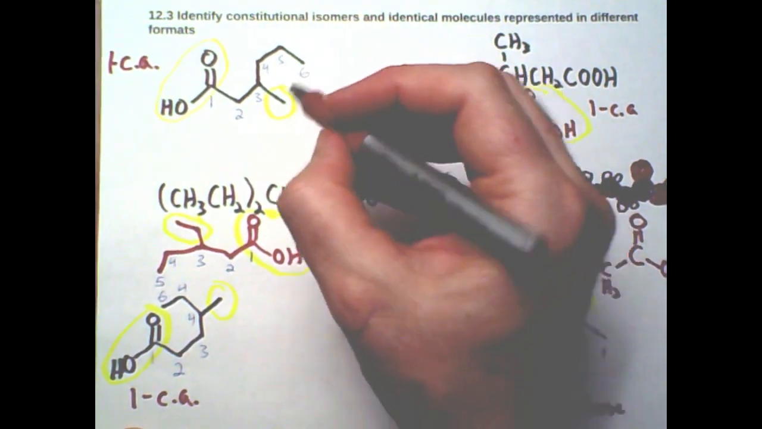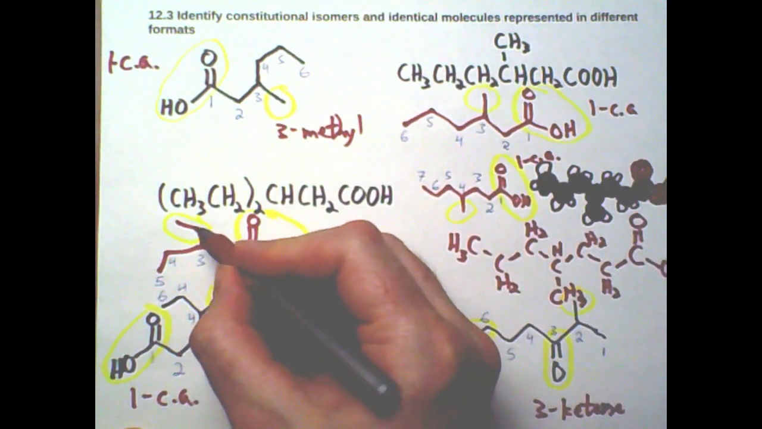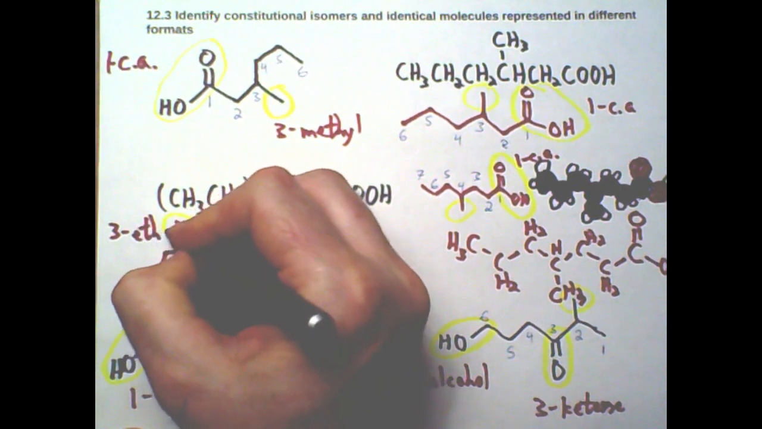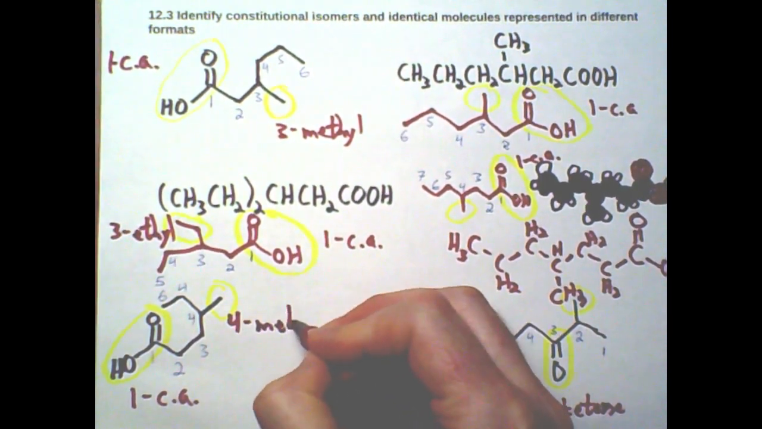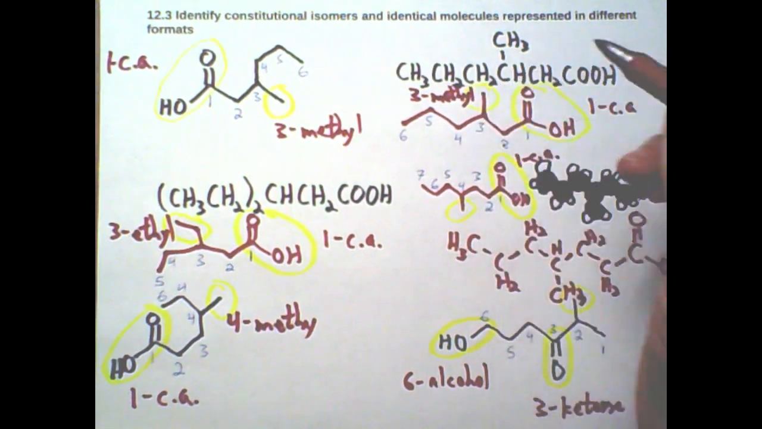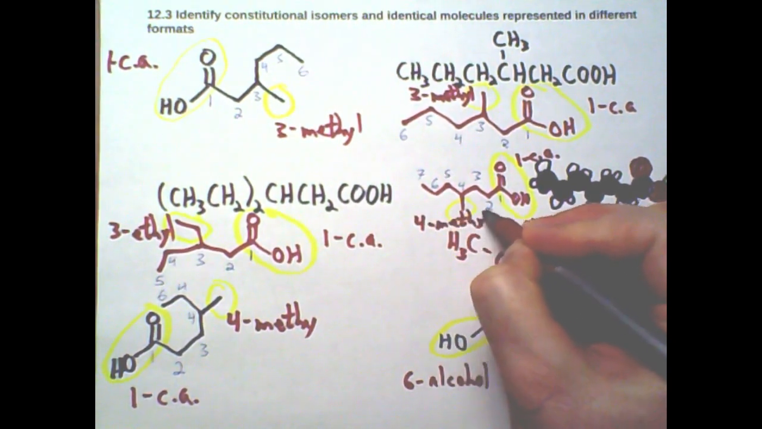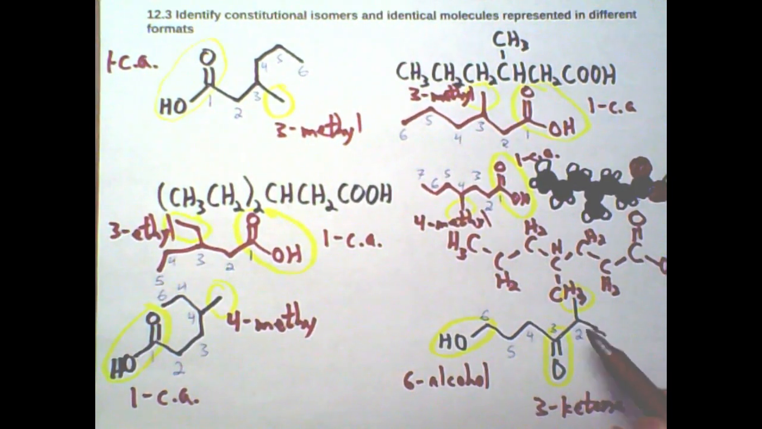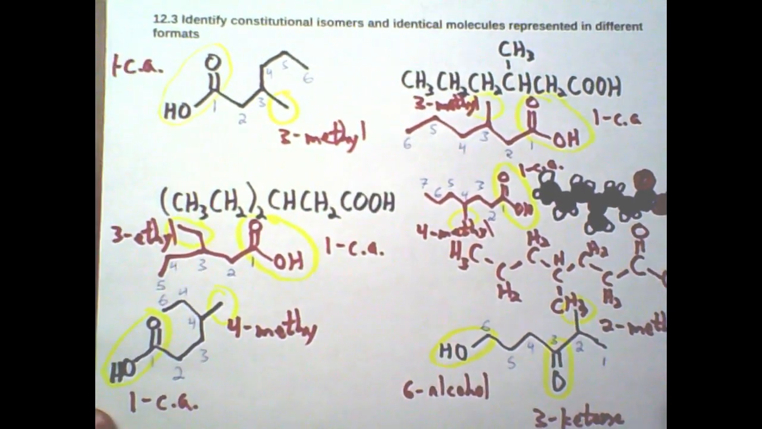So let's do the alkyl side chains. Here we've got 1 carbon, so methyl at 3. Here at 3 we have 2 carbons, so it's 3 ethyl. So those are definitely not the same. Here at 4 we've got a methyl. Let's go up here. That's 3 methyl. Down here, 4 methyl. And on this one we have 2 methyl. And we've highlighted here. So, for things to be the same, they have to have the same functional groups.